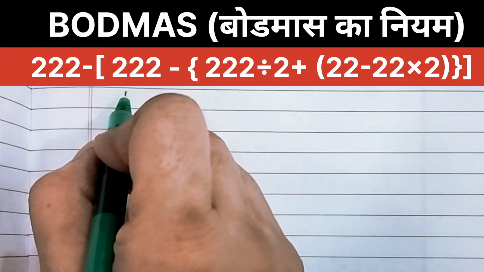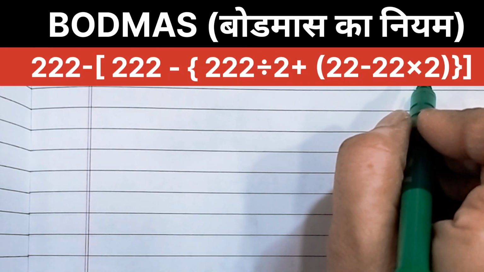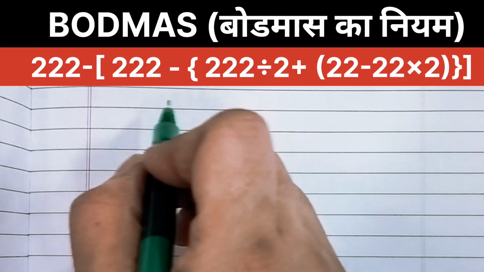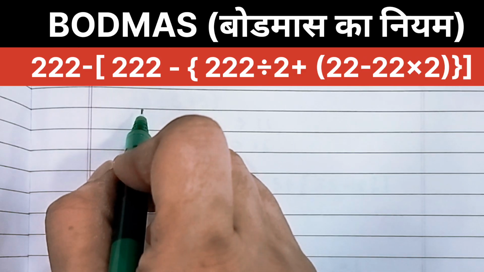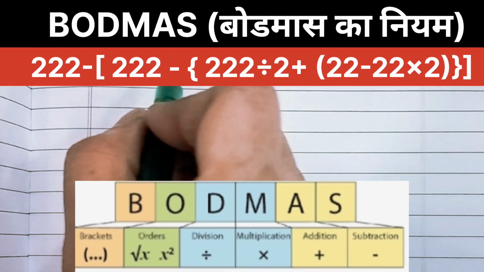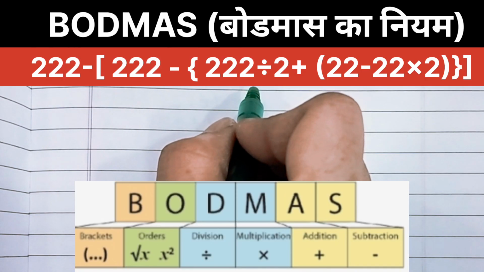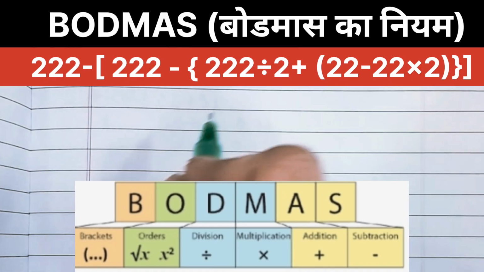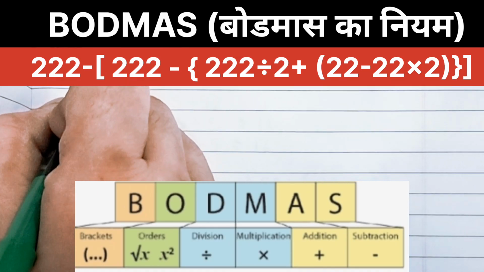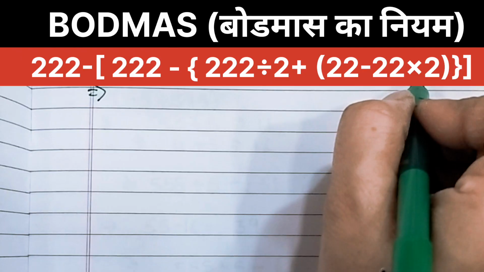Hello friends, now the mathematical expression as you can see here, to solve this expression we follow the BODMAS rule, which dictates the order of operation: first brackets, orders, parts and roots, division, multiplication, addition and subtraction. Now here is the expression, we'll break it down by step solution.